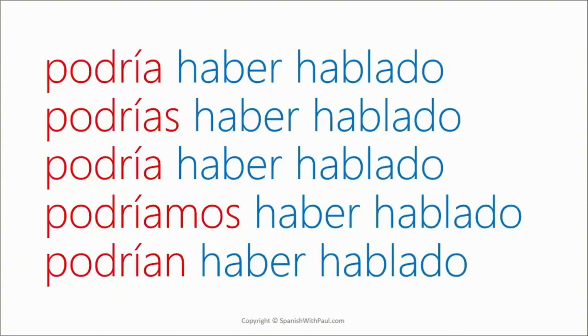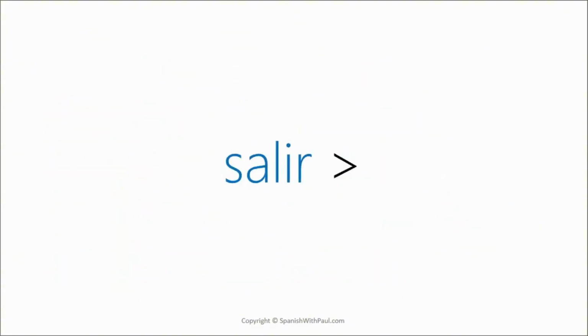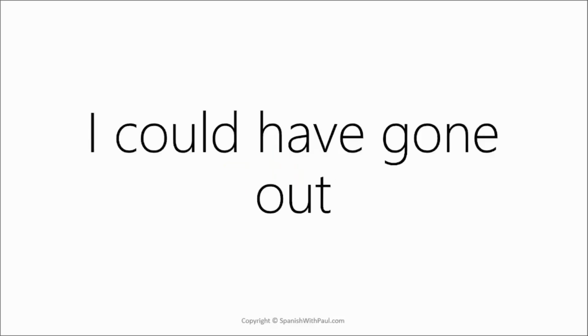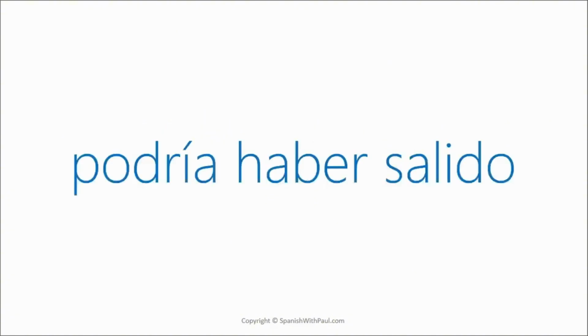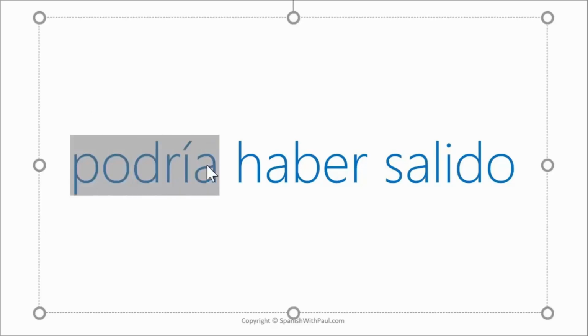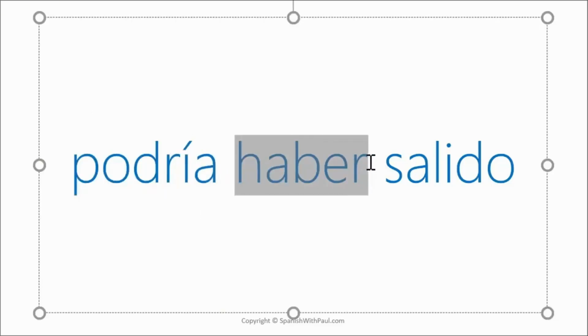Let's take another verb now and go with salir. What is the past participle of salir? The sound is salido. So here we have our ido sound because we're dealing with an IR verb. How would you say I could have gone out? Podría haber salido. Here again we have the I could with podría, have with haber, and the past participle of the verb, salido. Podría haber salido.